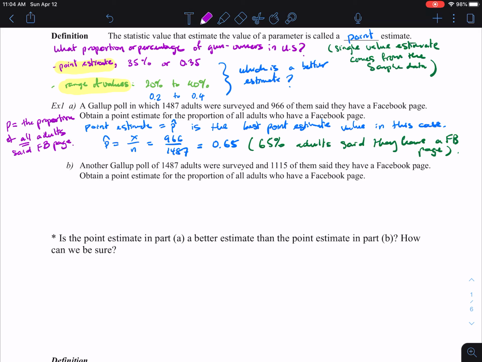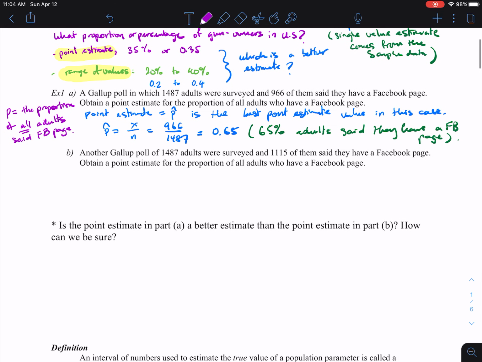Of course, we don't know that this is the correct one because we only look at one sample of 1,487 adults, and there's going to be a lot more than 1,487 adults in the United States. So this is probably not the best estimate. Suppose we look at another poll, another random group of 1,487 adults surveyed, and from this sample, not 966, but 1,115 of them said they have a Facebook page. So we want to find a point estimate for this proportion of all adults who have a Facebook page.